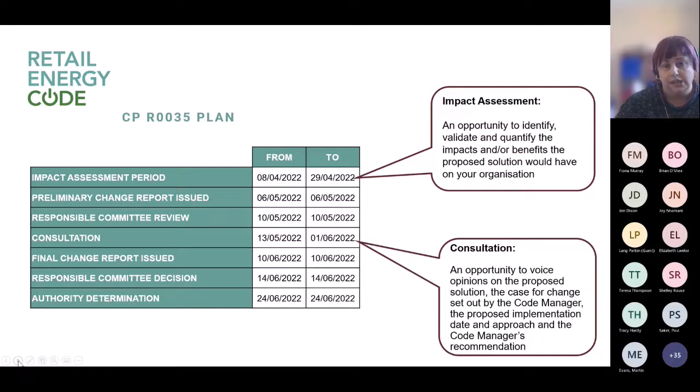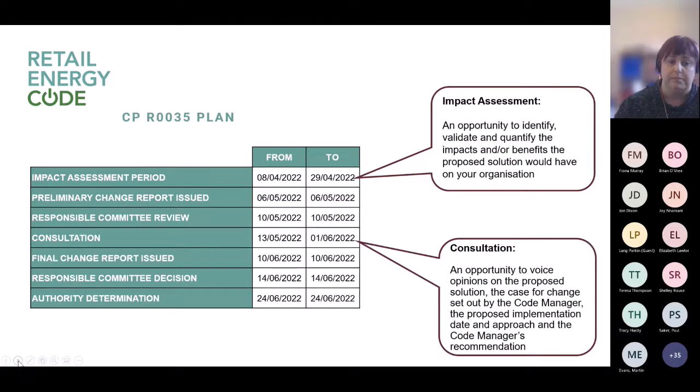We'll confirm any changes that we have made to the solution, to the process, to the legal text. In that report, we'll also confirm what the changes are, what's been made and why, and we'll respond to the comments that have been received from the impact assessment. That report will then go to the responsible committee, which in this case is the change panel. The committee will review the report to make sure that the solution is fully set out, and that we have responded to any queries raised through the impact assessment period. And then that will go out for consultation.